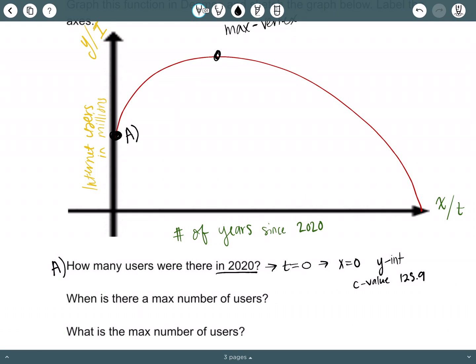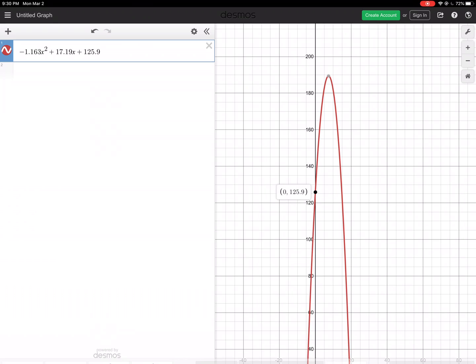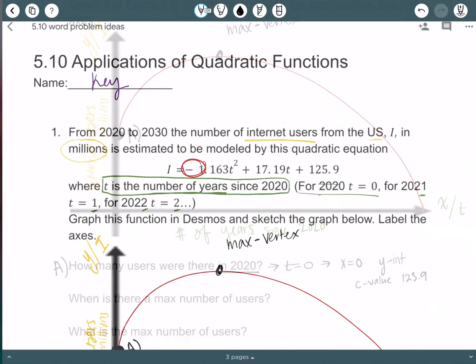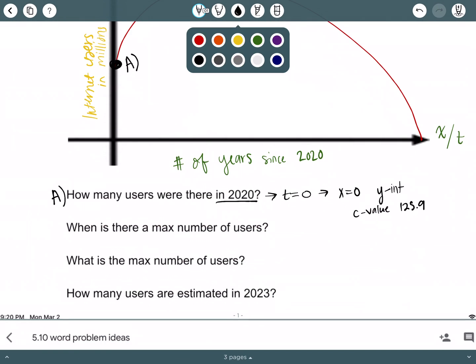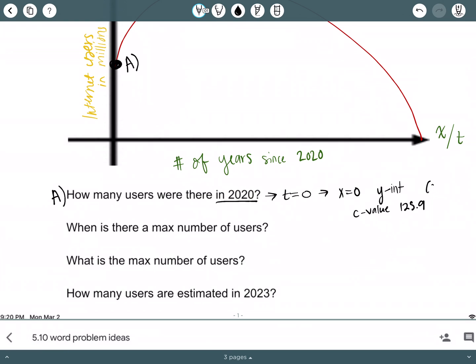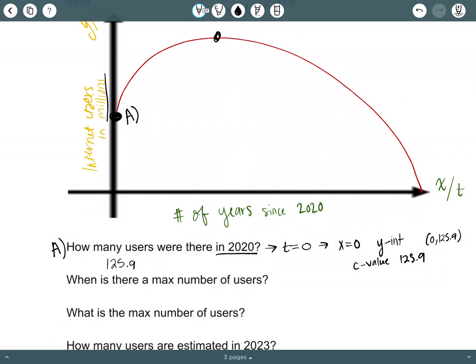Or you can use Desmos to identify exactly what point that is, and it's 0, 125.9. So 0, 125.9, which means my answer is 125.9, but if you read my units, I'm looking at in millions. So that many millions of users.